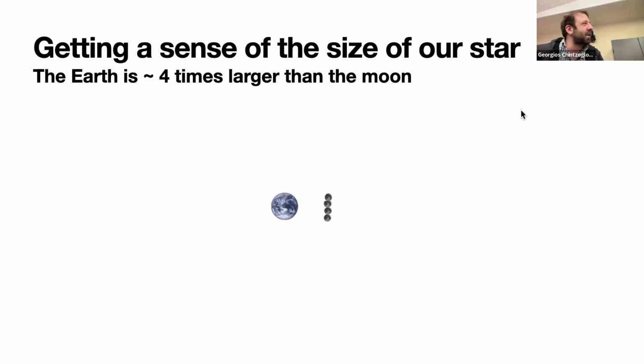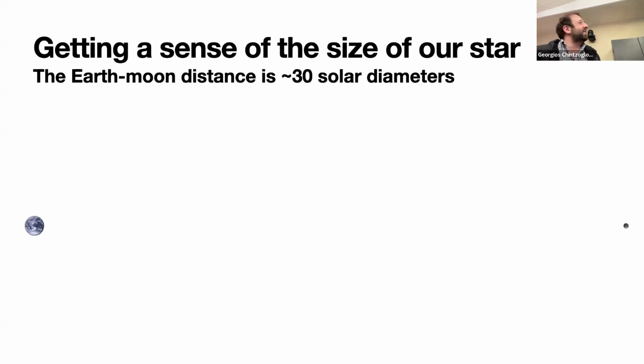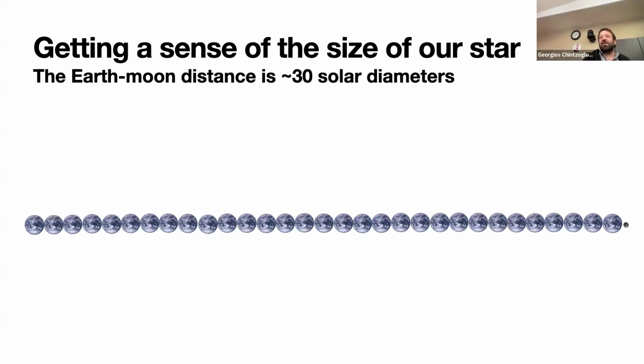Now, another interesting thing to keep in mind is that the moon is quite far away. And in the next slide, I'll show you it takes about 30 times the size of a planet to cover that distance between the moon and the Earth. And yes, indeed, I copied and pasted exactly the same image by hand. I may have played some tricks, but anyway, you get the point.